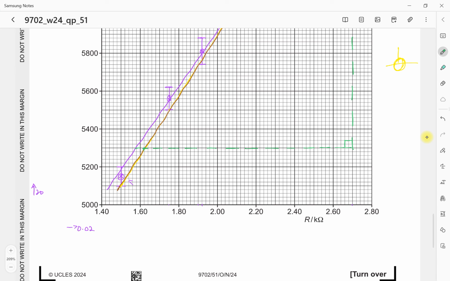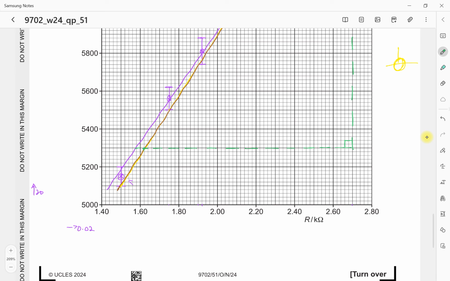The X value is approximately 1.52, 1.54, 1.56, 1.58, and the Y value is, I think it's 5,500, 5,300. Then for the worst fit, the one in yellow and brown, that's 1.62 against 5,300.